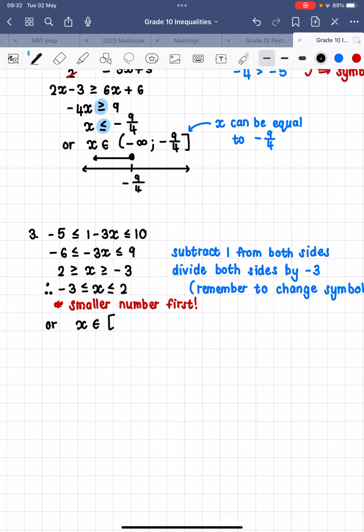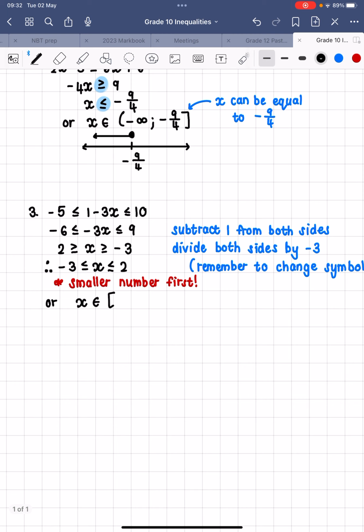So we're going to put, again, a square bracket, because in the question, it's given that it can be equal to negative 3, so square bracket. Then we use a semicolon, and the bigger number is going to be 2. Can it be equal to 2, guys? Yes, because of that line underneath the symbol. So again, we are going to use a square bracket.